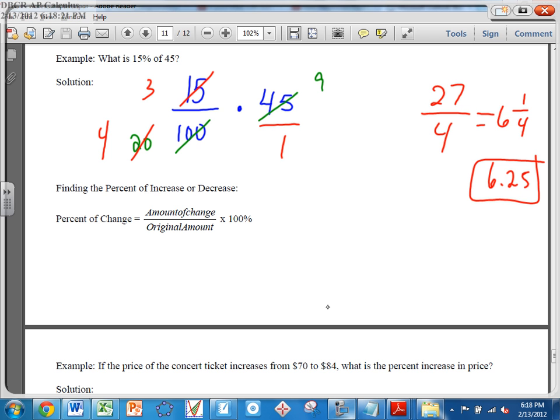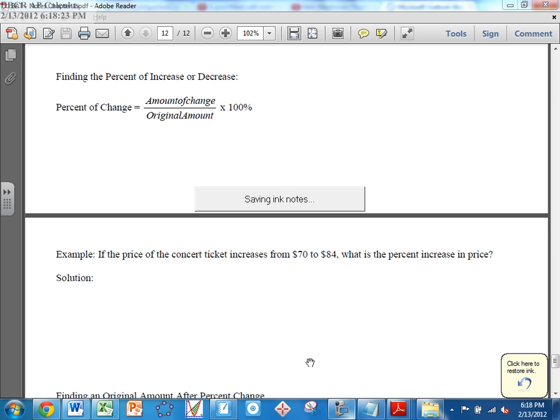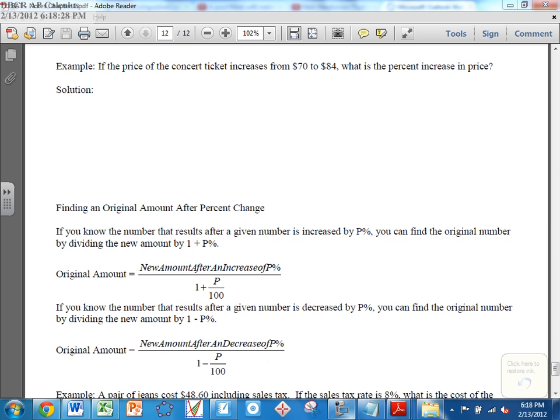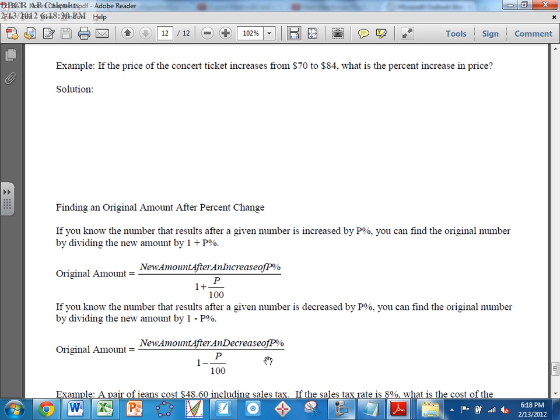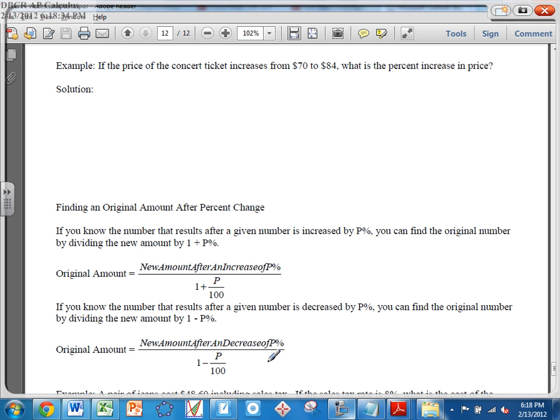All right, the next one, I'd rather you not memorize the formula. I'd rather you not, but you could remember if you want to. That's the amount of change over the original amount. That's percent change. So let's take a look. Again, amount of change over the total amount. So the price originally was $70.